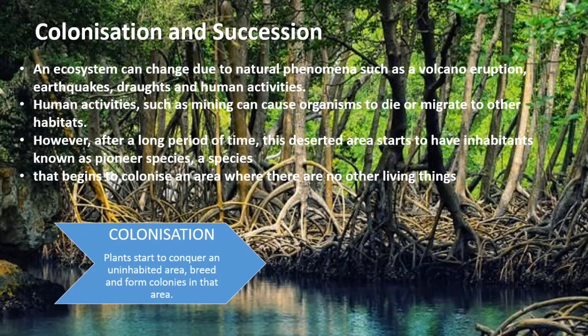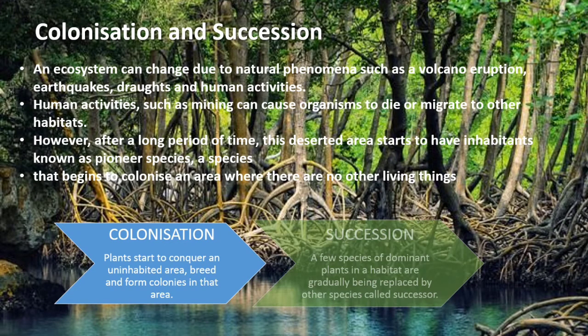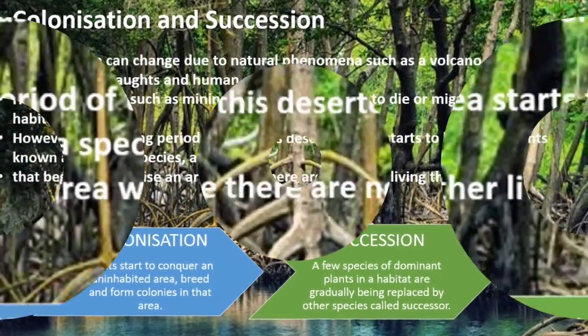So colonization ni adalah plant start to conquer an uninhabited area, breed and form colony in that area. After colonization, the process of succession, a few species of dominant plant in a habitat are gradually being replaced by the other species called successor. So the example of colonization and succession is in mangrove swamp.